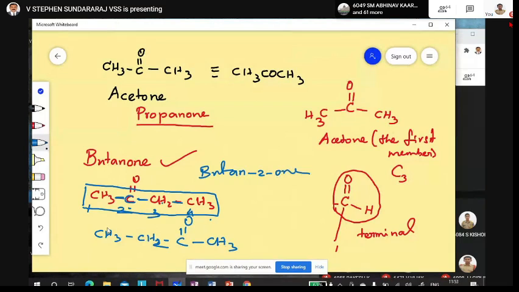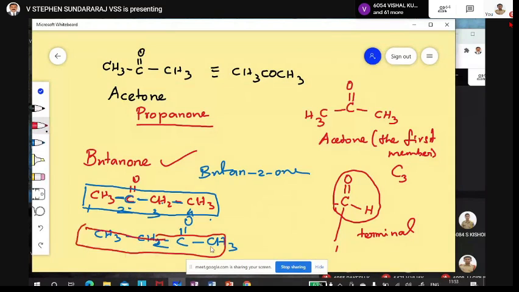Come to this example. Select the longest chain. Numbering should be 1, 2, 3, 4, because if you start from the left side, 1, 2, 3 only it is getting, but if you start from the right side, 1, 2, it is getting. So this is correct. And now you write the name: but, all single bond, butane, 2, one. That means whether it is this side or that side, you see that, just reverse the molecule.